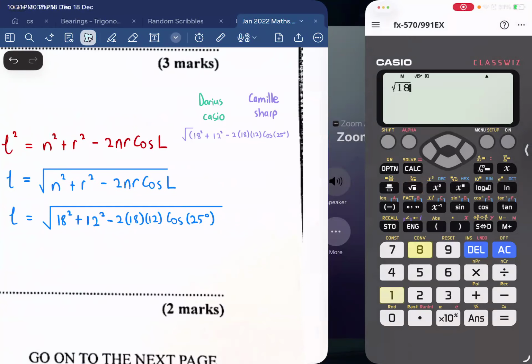Let me see, Darius. I did it over and I got the same answer again. I'm getting 8.745. I do it on my Casio and I get the same answer too. Okay, so what are you doing wrong then?